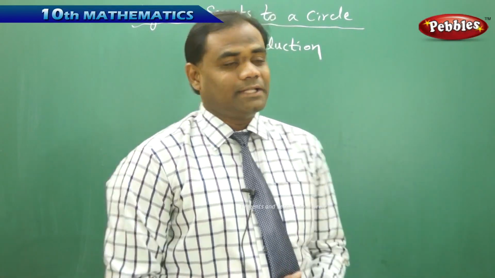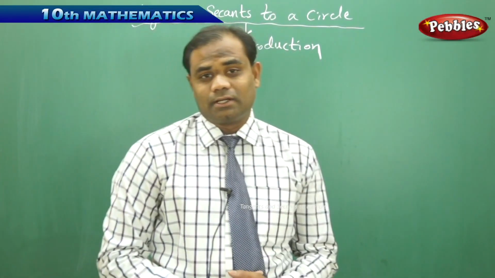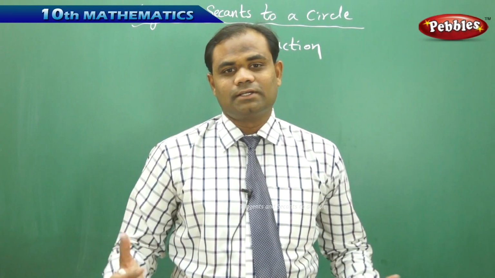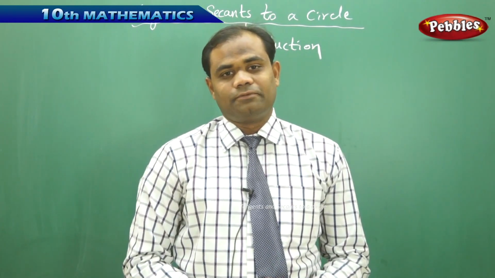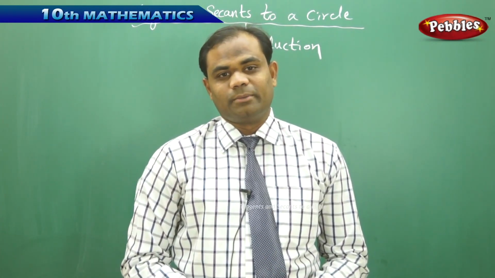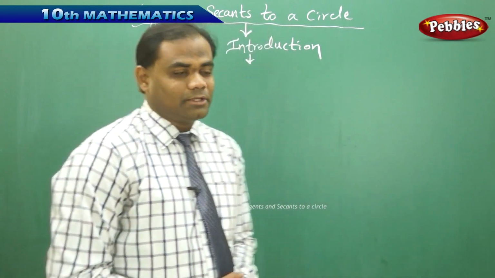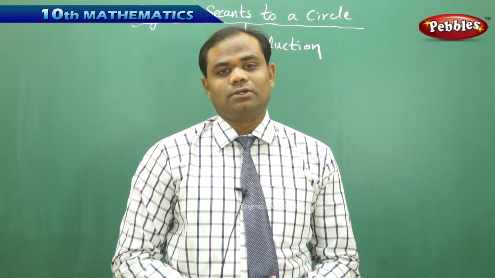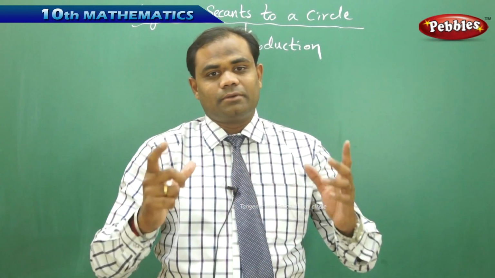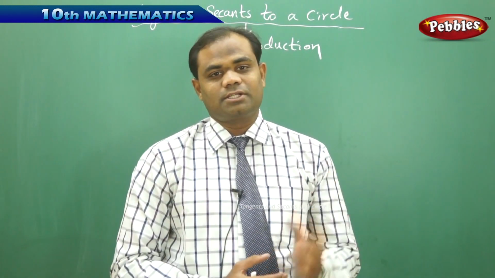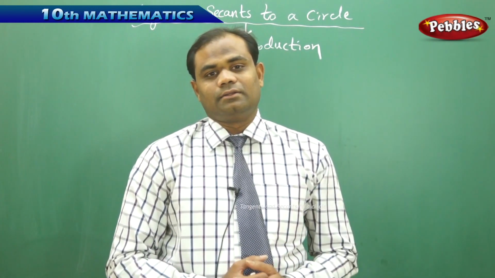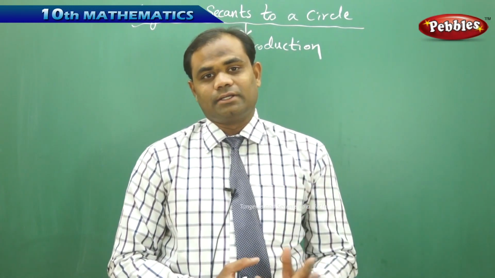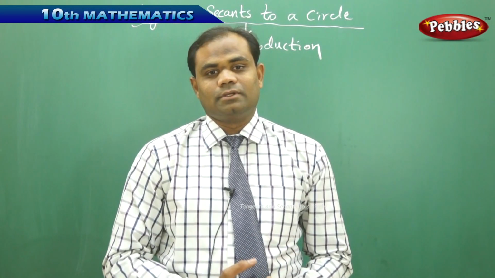The topic: tangents and secants to a circle. We all know what a circle is, a round shaped figure which is equidistant from its center. Now coming to the introduction, the word tangent has been introduced because when different structures were studied with respect to a line, the line was either touching, intersecting or non-intersecting, is how we conclude.